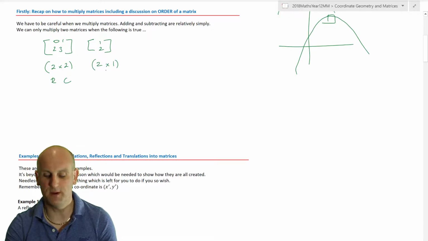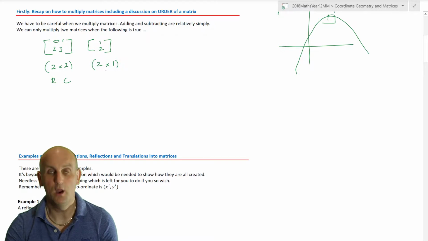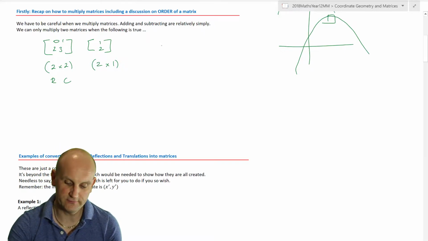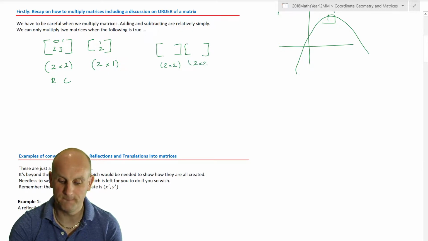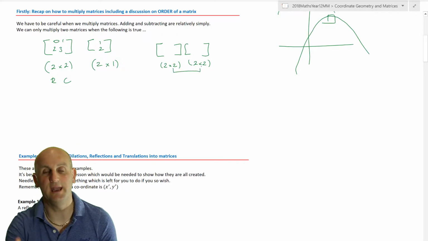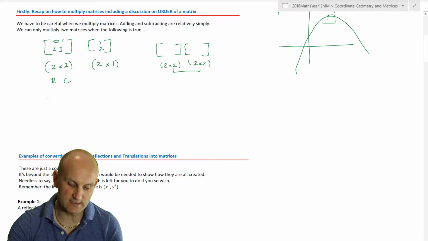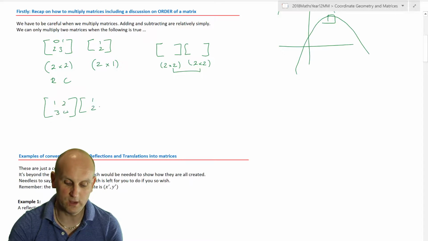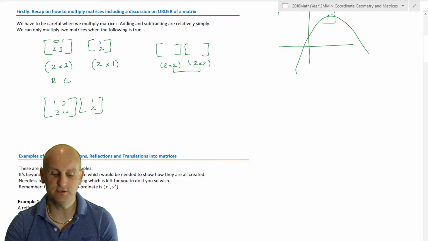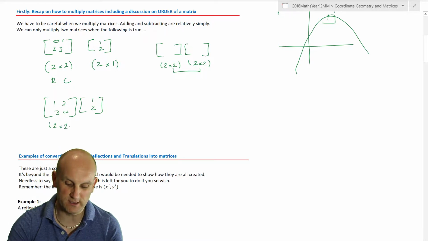Now, what does this have to do with multiplying matrices? Well, we can only multiply matrices where, when we put them together and write their orders underneath them, these 2 values here are the same. Then we can multiply matrices together. The order of these matrices is really, really important. If I had something like 1, 2, 3, 4, and 1, 2, can I multiply those 2 together? Well, we remember this is a 2 by 2.